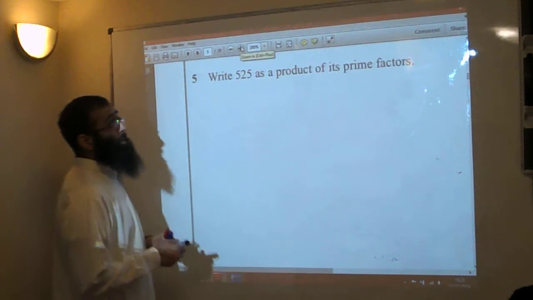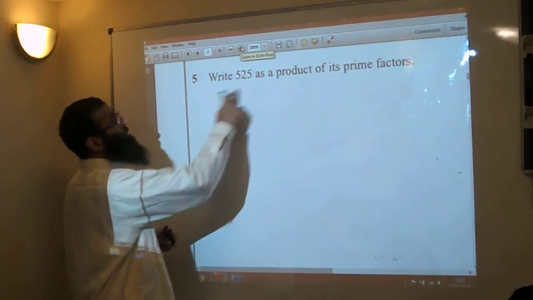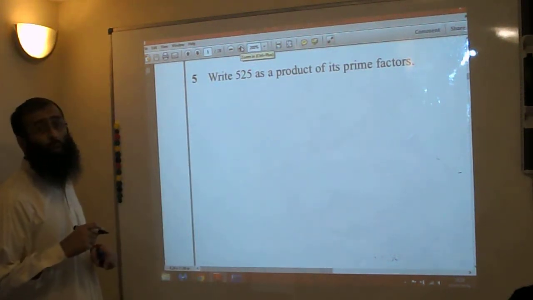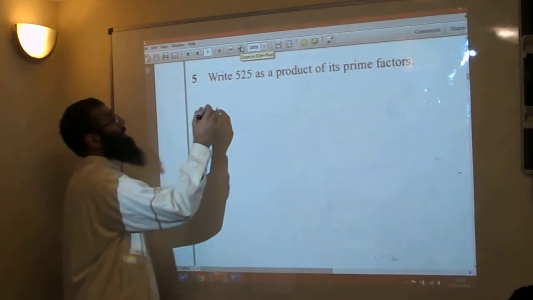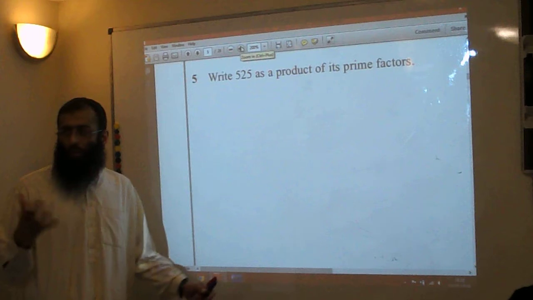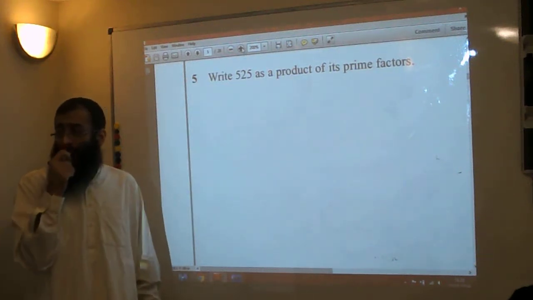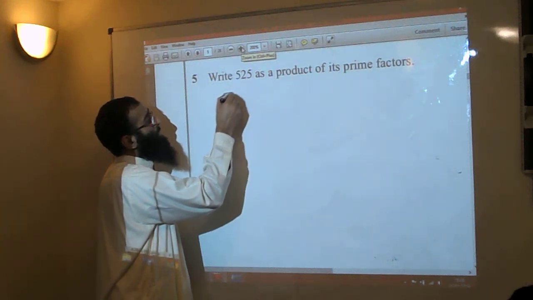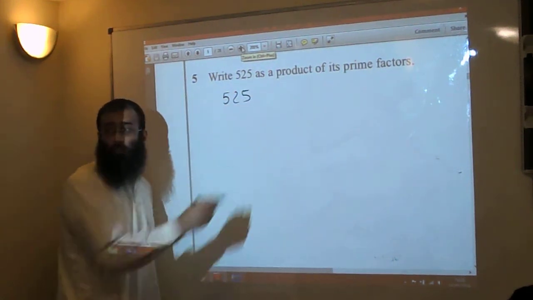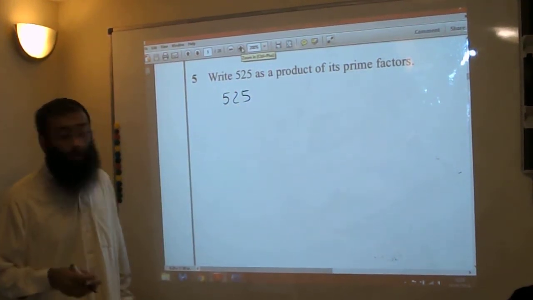Question number 5, sorry about that, folks. Question number 5 is write 525 as a product of its prime factors. Nice, is that nice and big, Samir? Okay, now, there's a few different ways of writing numbers as a product of its prime factors, but one way which I teach is using the bus stop method. Some people have little branches and stuff. If you like that method, you carry on.